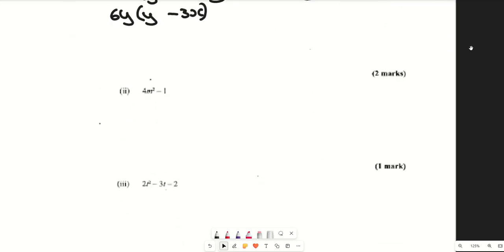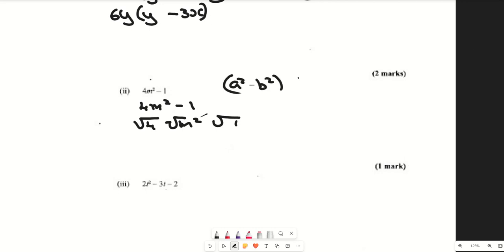Right? This one, we're seeing, again, 4m squared minus 1, which has nothing in common. First off, they are subtracting, and the terms are all squared terms. So you can find the square root of 4, the square root of m squared, and the square root of 1. Immediately, this should come to your head: a squared minus b squared is equal to a minus b and a plus b.